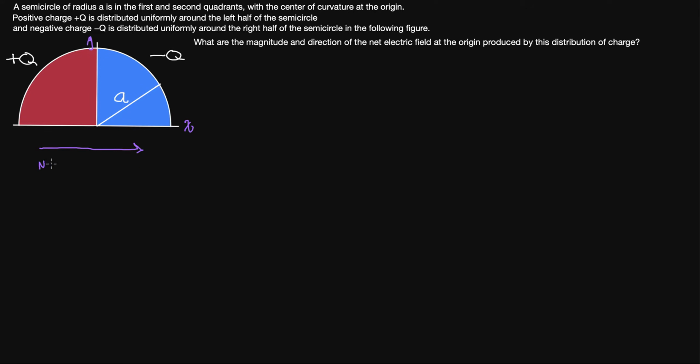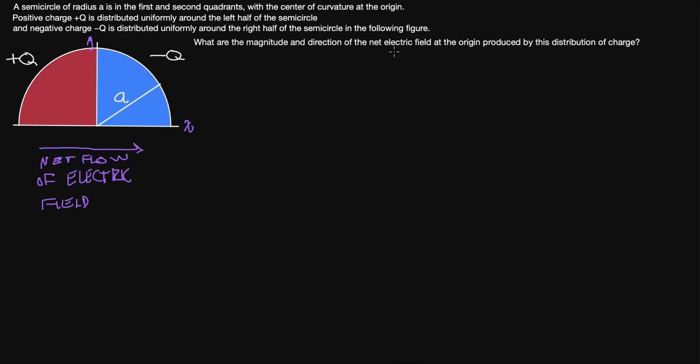I'll say the net flow of the electric field. There we go, and I'll just make that a bit clearer. Okay, so that net flow of the electric field is headed in this direction, and keep that in mind when we're solving the problem. And this has a radius a here.